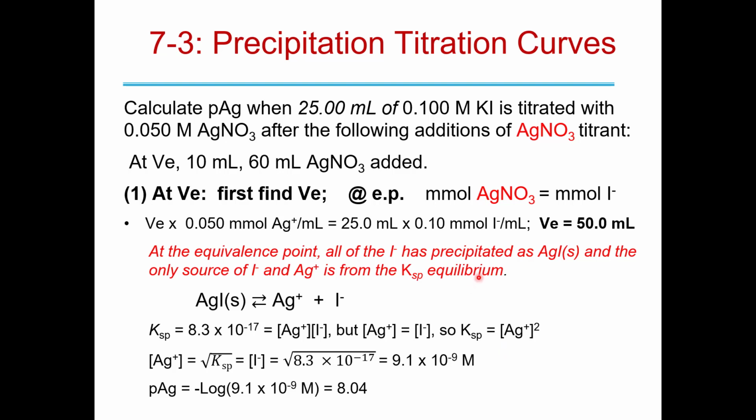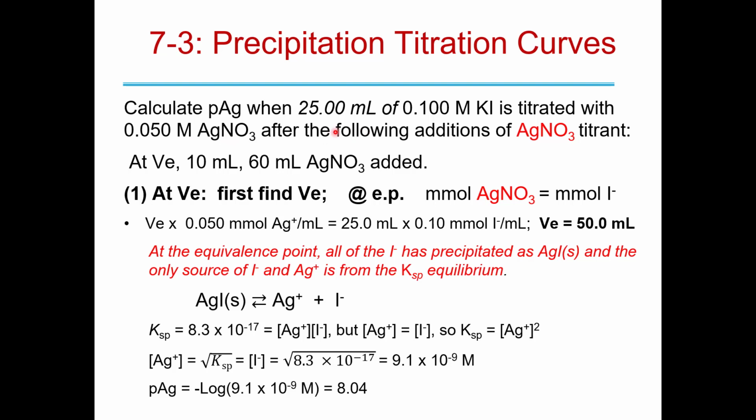So let's talk about how we would do this. We want to be able to calculate pAg, that's our y-axis value, when we've added different volumes of titrant. So we're going to be putting 25 milliliters of 0.1 molar potassium iodide into the flask that we're titrating into. Our titrant, what we're titrating with, is going to be silver nitrate. This is the stuff that goes in our burette. And we're going to use 0.050 molar silver nitrate as our titrant.